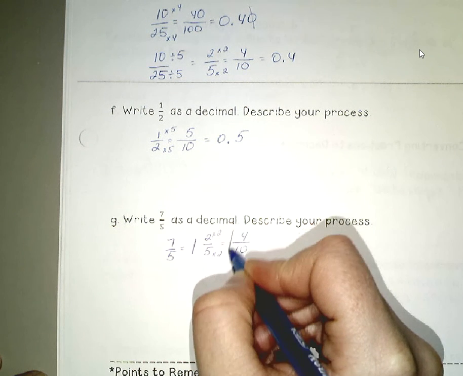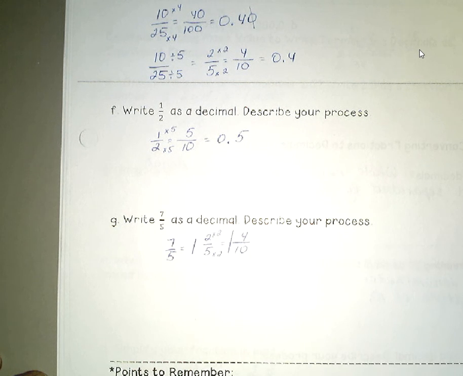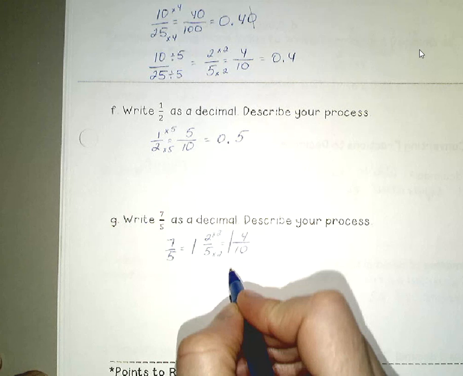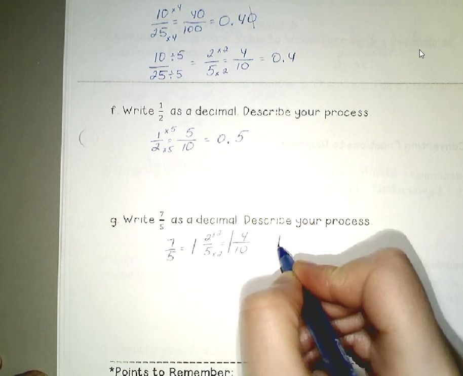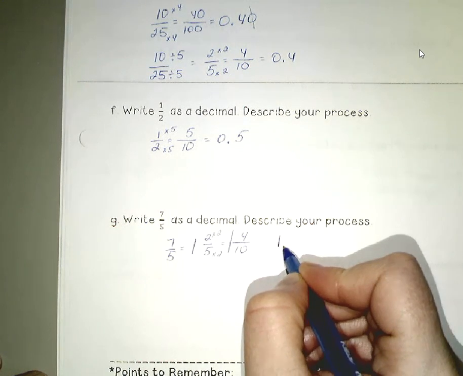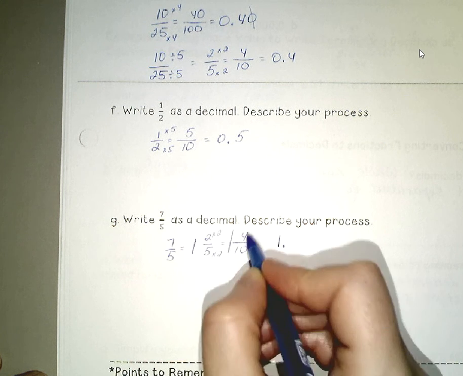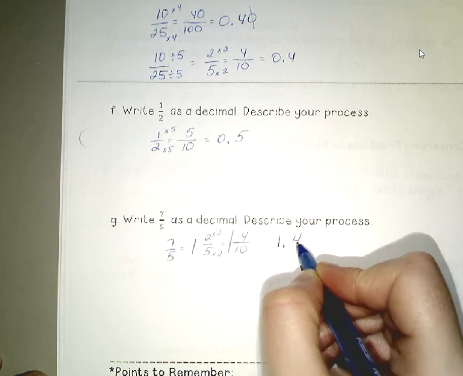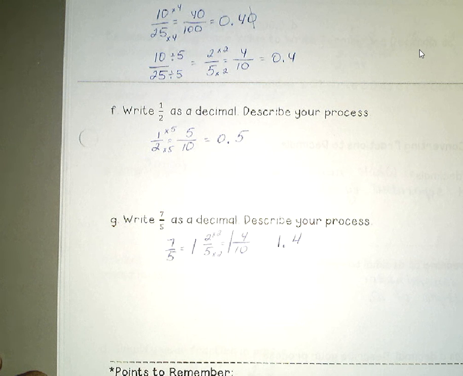And I have still one whole number. So how can I write it as a decimal? I have one whole now, so I don't need to put a 0. I have one whole. Then I will put a decimal point, and I have 4/10 written as 4 in the first place after the decimal.